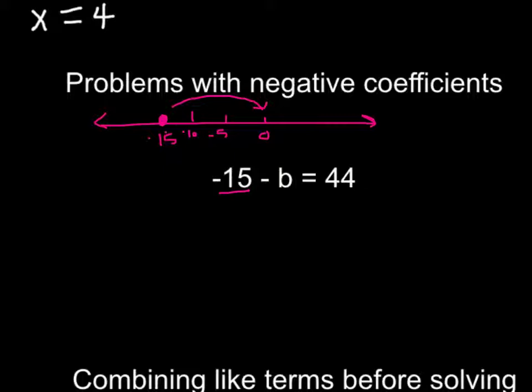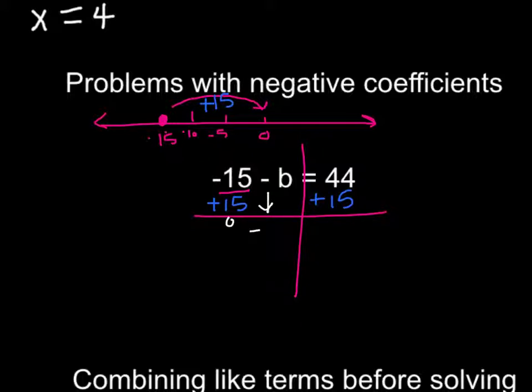Well, I can essentially add 15. That neutralizes that negative number, so I'm going to add 15. That is my inverse operation of that negative number. So I'm going to do that to both sides. I'm adding 15 to both sides. And negative 15 plus 15, we've already discussed that. That neutralizes everything to 0. So I still have negative b is equal to 44 plus 15. That ends up getting me 59. Ooh, big number. So I have negative b is equal to a positive 59.